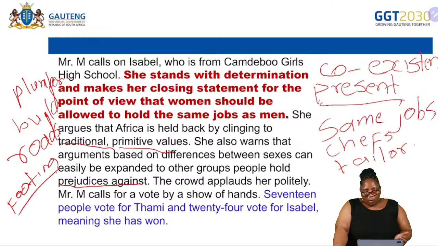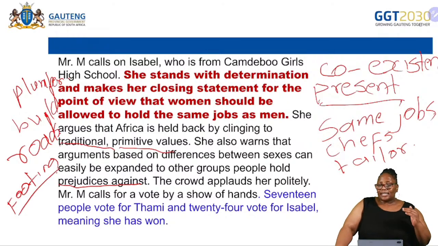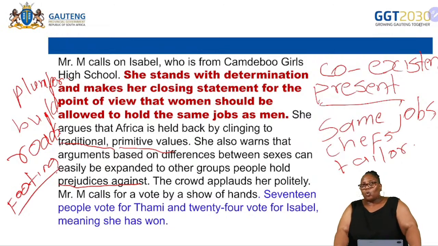Those are the arguments that Isabel puts forward. And she says, we shouldn't live in the past and draw ourselves to the past, but we can go forward using the initiatives of the olden people and modifying them to bring us the good in the now.